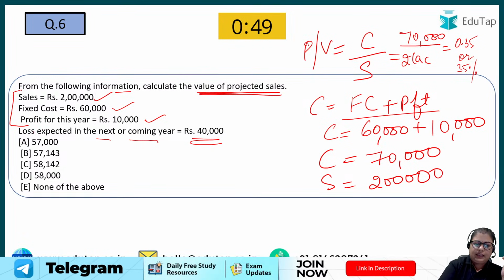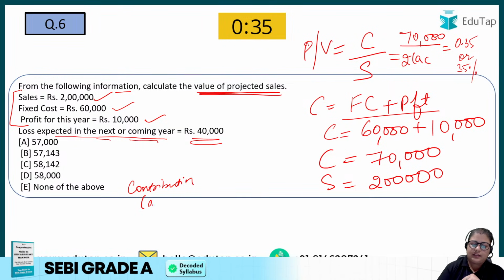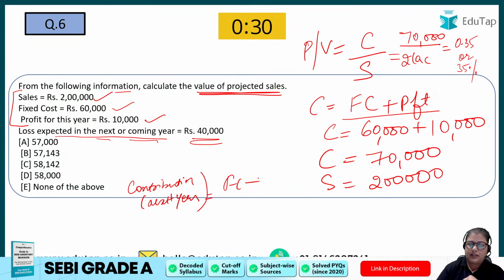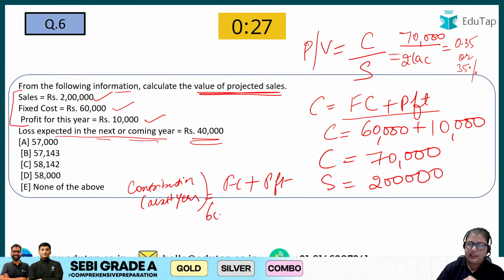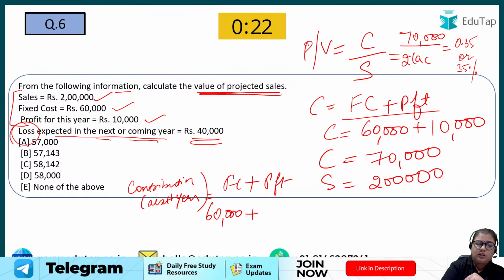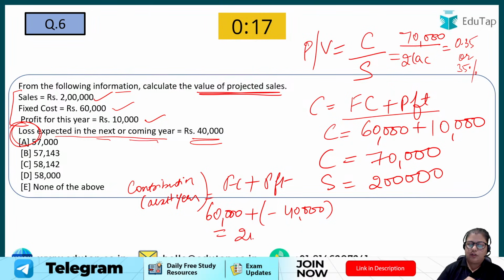Then they are saying the loss expected in the coming year is 40,000. Now how will you calculate? Again I have to calculate my contribution for the next year. Fixed cost will remain the same, that is 60,000, plus profit. But there is no profit, there is a loss, so can I say it will be minus 40,000? When you calculate this, contribution is 20,000 rupees. So now I have my contribution and I have the PV ratio.